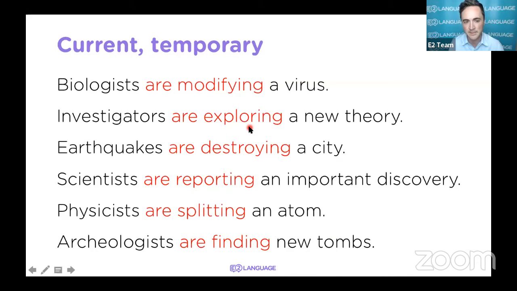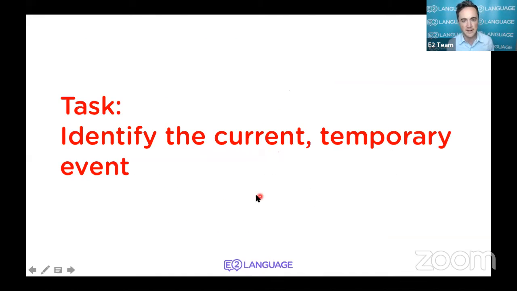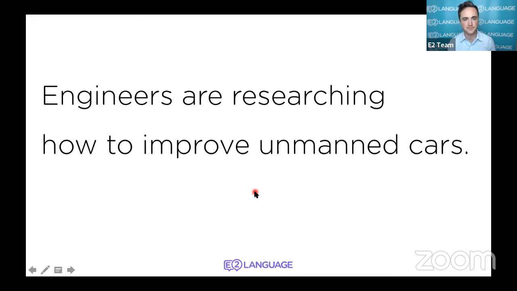Investigators are exploring a new theory. Earthquakes are destroying a city. Scientists are reporting an important discovery. Current, temporary. Physicists are splitting an atom. Current, temporary. These sentences are the same as the ones before, but the verb has changed, and so the meaning has changed. The meaning has changed from something that was factual and permanent to something that is current and temporary, just by changing the verb. Archaeologists are finding new tombs. Cool. So please identify the current temporary event. Yes.